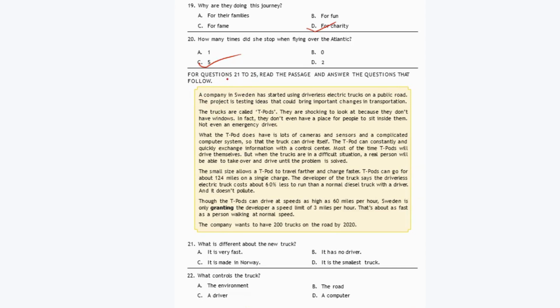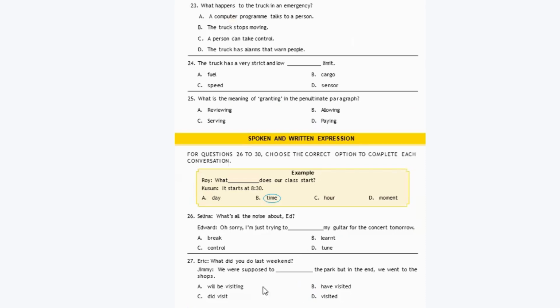Now again, for questions 21 to 25, read the passage and answer the questions that follow. Read the passage carefully and answer the questions. What is different about the new truck? What is special about this new truck? It has no driver. What controls the truck? It is controlled by a computer. There is no driver and it is controlled by a computer.